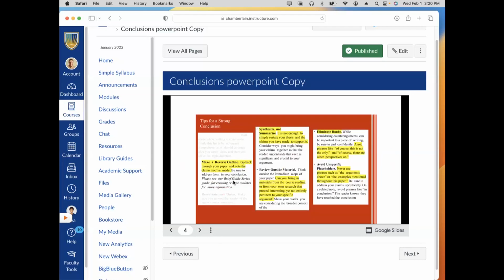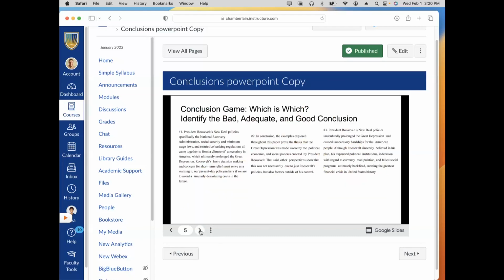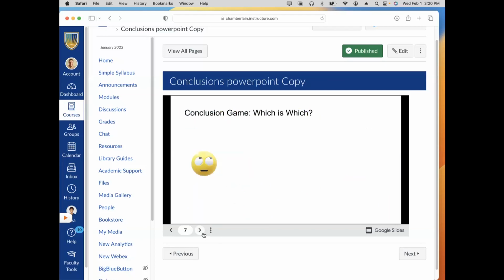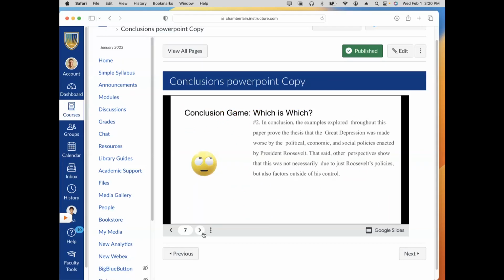All right, so let me see if I have. I went through and highlighted little bits about what the conclusion is supposed to do. And then I tried to make this game, where here are these 3 different conclusions. One of them's basically garbage. One of them's okay. And one of them's supposedly good. But you read them and then you decide what those are. Oh, adequate, that's what it was. Then I go and here are the answers, I guess. I thought it was interesting.